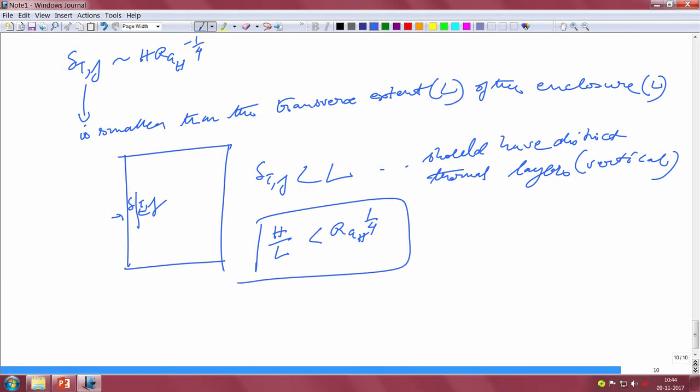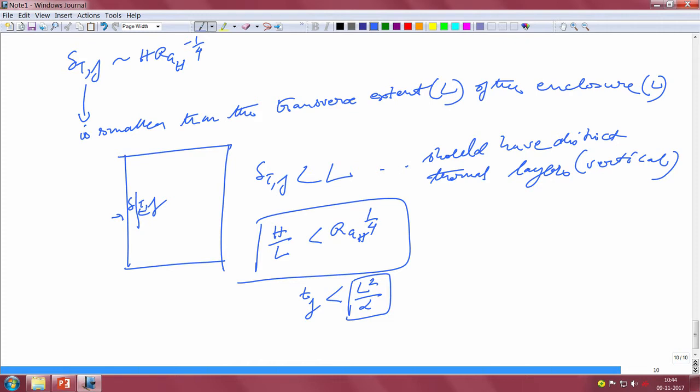Now, this inequality also means that the vertical layers become convective in a time scale which is much shorter than the thermal diffusion time between the two walls. That means that T f, which is the time at which the layers become fully convective, must be less than this particular time scale, which is nothing but the diffusion time scale between the two walls.